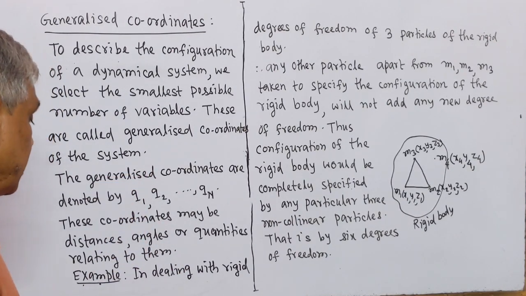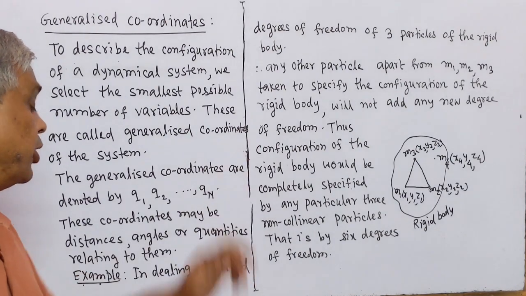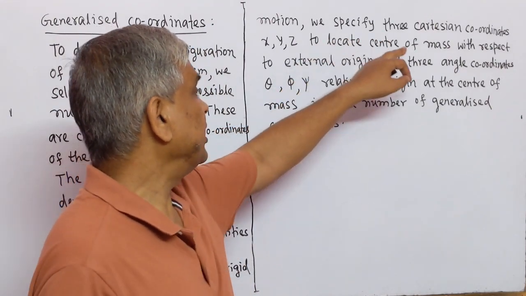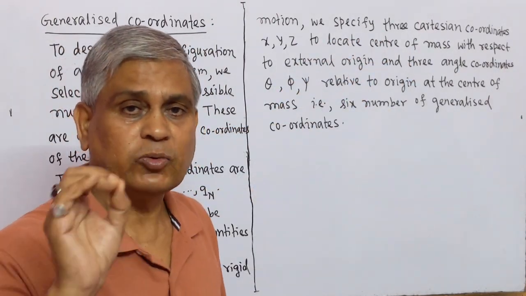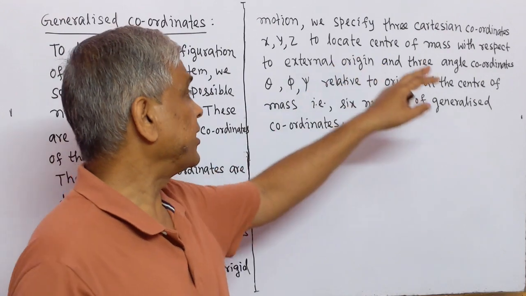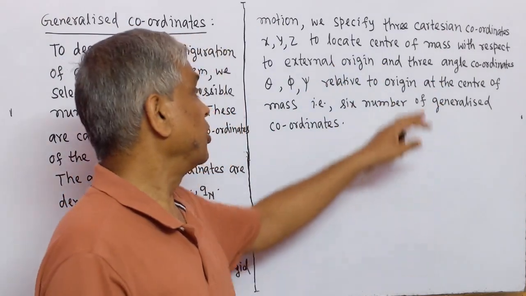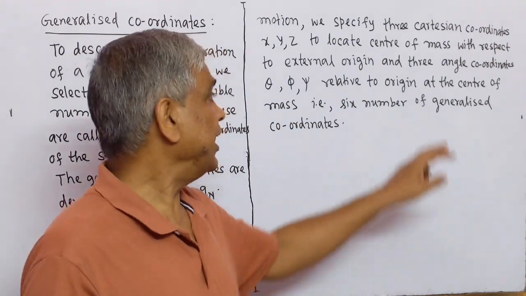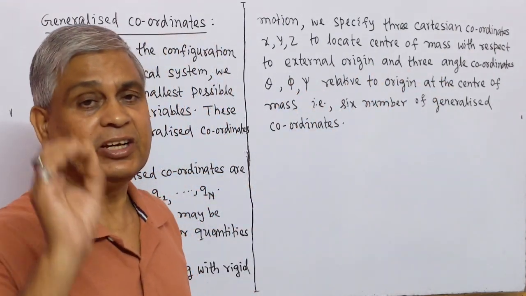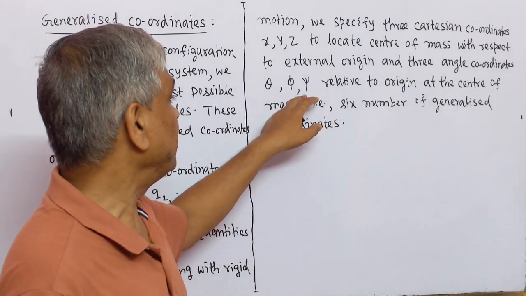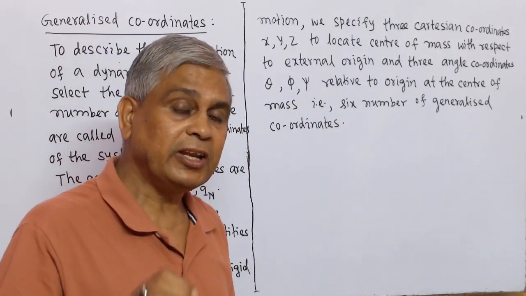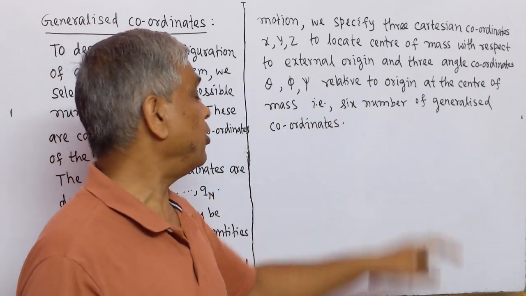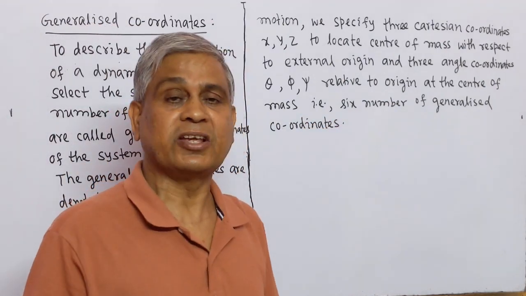For example, in dealing with rigid body motion, we specify 3 Cartesian coordinates x, y, z to locate the center of mass with respect to an external origin, and 3 angle coordinates theta, phi and psi relative to an origin at the center of mass, that is 6 generalized coordinates.